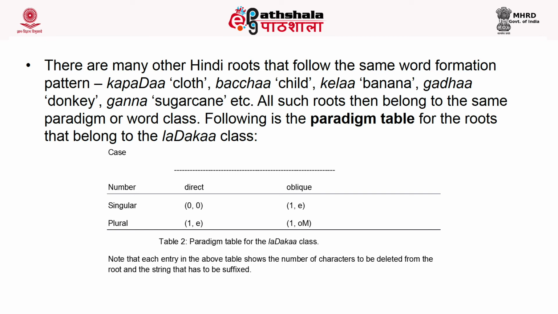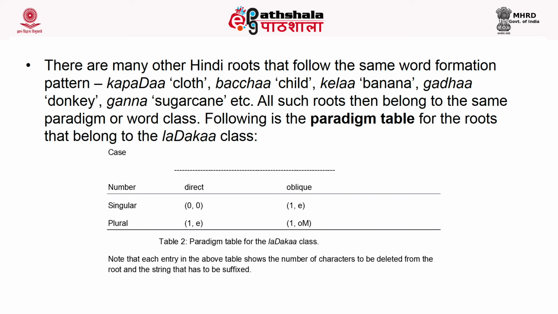Again we are coming back to ladka. In the direct case, the number singular is 0, 0. What does 0, 0 mean? 0 means don't drop anything, don't add anything. In the plural, you drop something. You drop the a of ladka and then you add e. So after dropping a, you get ladk, and then by adding e, you have ladke.